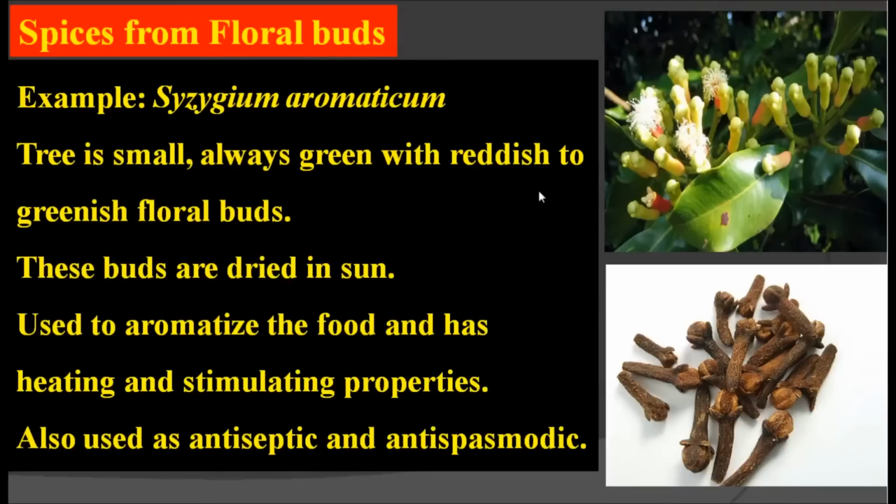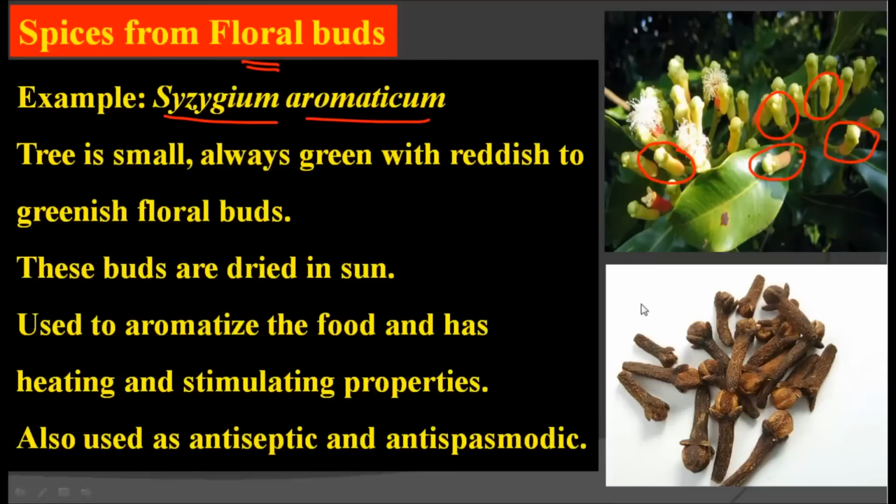The third heading we have here is the spices from the floral buds, that is, the spices coming from the floral buds. The example for this is Syzygium aromaticum. Here in the picture you can see the plant showing very young floral buds. These floral buds are directly taken out and dried in sunlight so that they get converted like this.